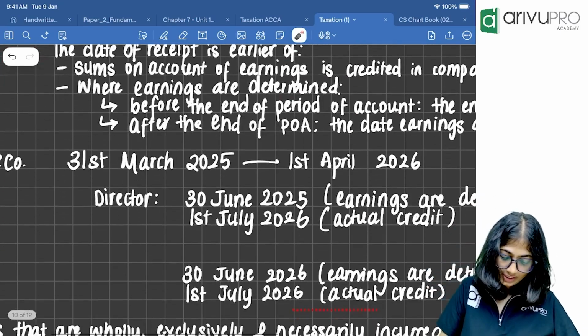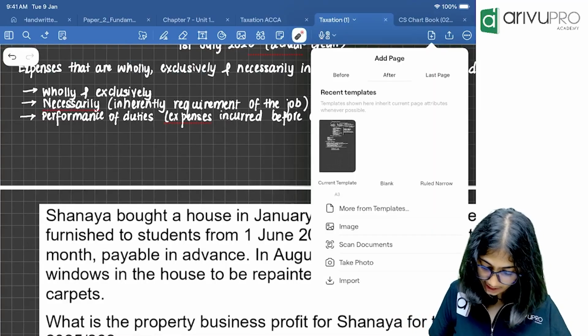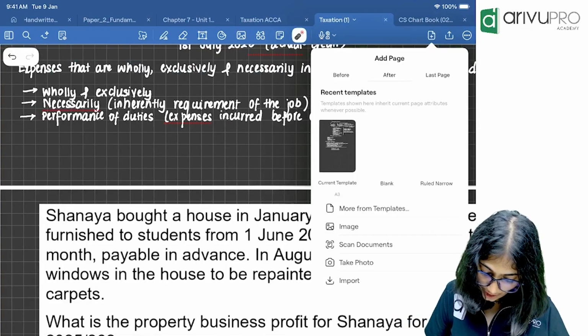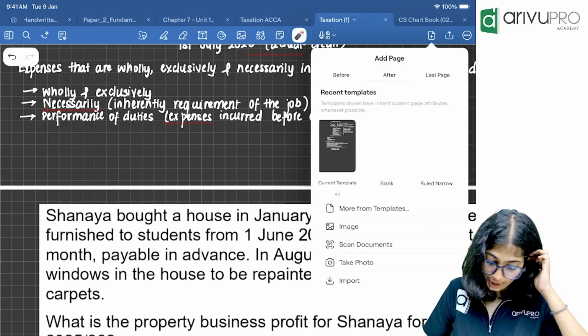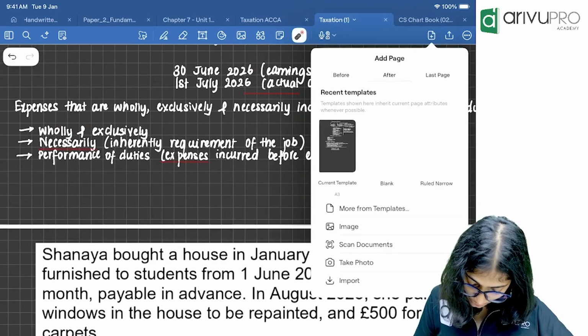Now, let's see certain other expenses that are allowed by the statute. Certain expenses that are allowed by the statute, that is by the law. This is add another page from here.